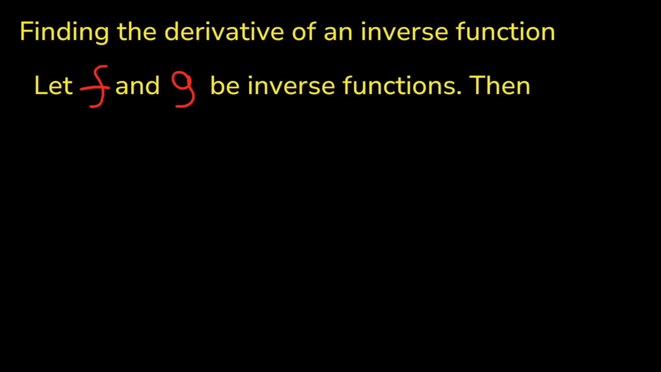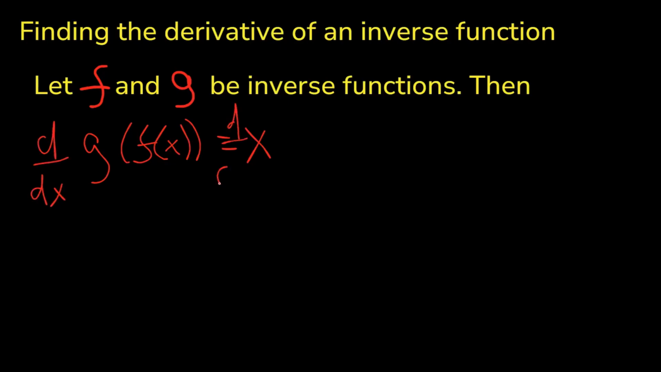So if f and g are inverse functions, then it follows that g of f of x equals x. Then if we differentiate both sides with respect to x, the right side is just going to be 1. The left side, we would use the chain rule. The derivative of the outside, g prime, of the inside, times, using the chain rule, the derivative of the inside.